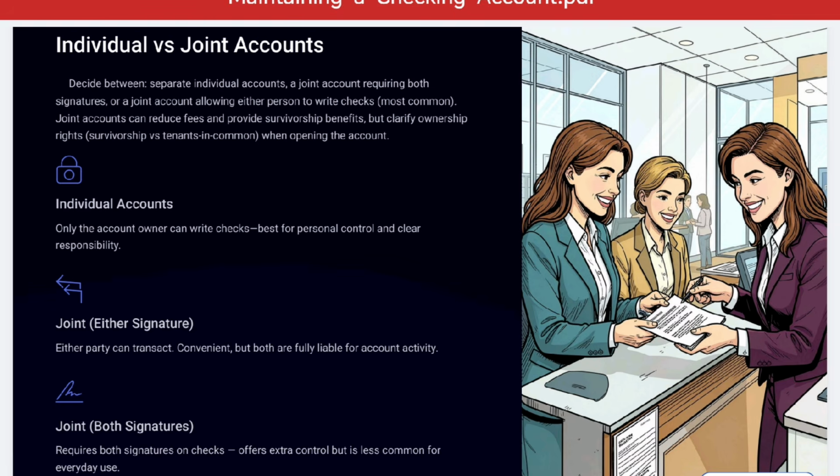Either party can transact, convenient, but both are fully liable for account activity. It's also known as an OR joint account. This allows any account holder to deposit, withdraw, or write checks independently without needing permission from the other person. While highly convenient, both owners are 100% legally liable for any activity, including overdrafts or bounced checks.